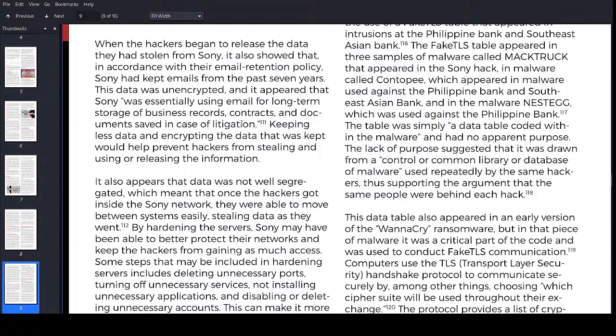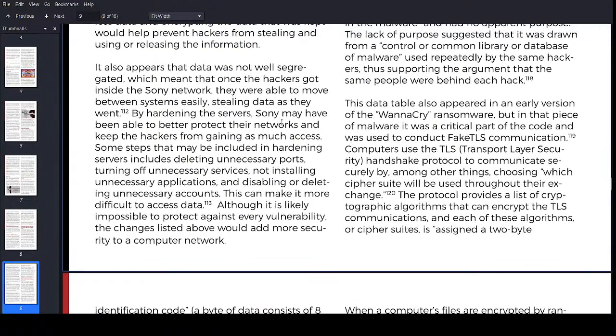This data was unencrypted, and it appeared that Sony was essentially using email for long-term storage of business records, contracts, and documents saved in case of litigation. Keeping less data, and encrypting the data that was kept, would have prevented hackers from stealing and releasing the information. It also appears that data was not well segregated, which meant that once the hackers got inside Sony's network, they were able to move between systems easily, stealing data as they went by.